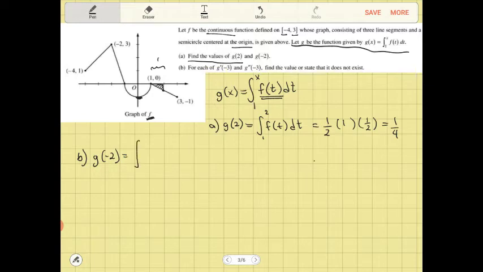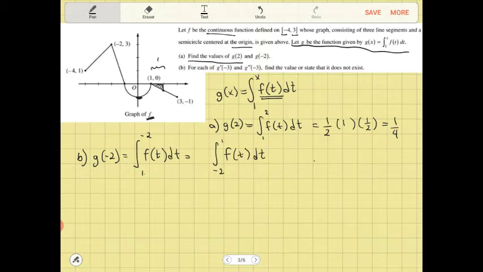So now we're going to plug in -2 as our upper limit. And before I do the integral, remember that we like to write integrals with limits of integration that are increasing. So we want to switch these two, and you want to do that, otherwise you might make a small mistake that's going to cost you a few points.